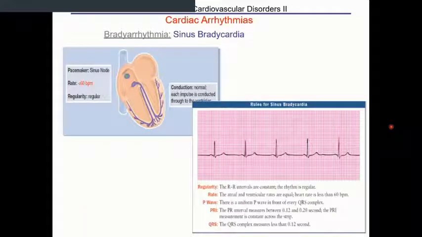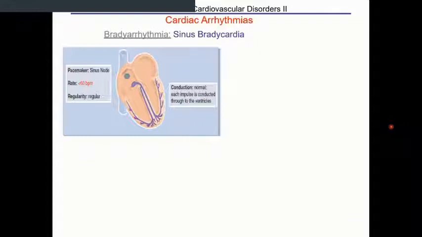So let's take a closer look at your sinus bradycardia. If you have sinus bradycardia, still the pacemaker is your sinus node, but the heart rate is less than 60 beats per minute. And you can still describe the rhythm as regular. So conduction in the heart is normal, and each impulse from the SA node is conducted through to the ventricles.